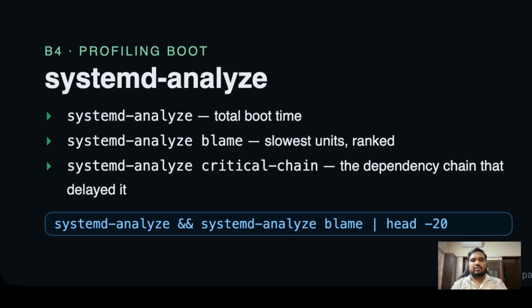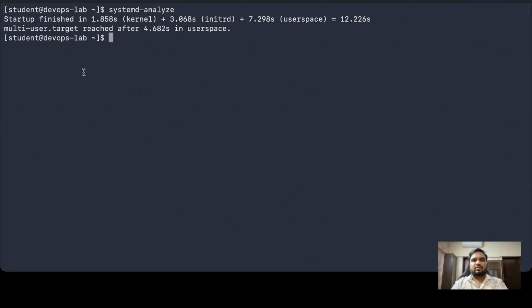Let's run all three. systemd-analyze. So it shows us that our startup finished in 1.85 seconds for kernel, 3.068 seconds for initrd or initramfs, 7.298 seconds for user space. The whole thing took 12.226 seconds. Multi-user target was reached after 4.682 seconds in user space.